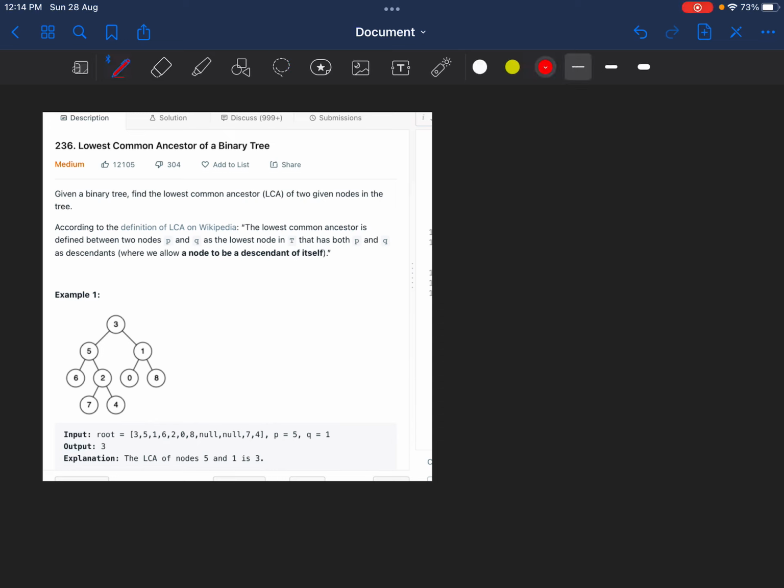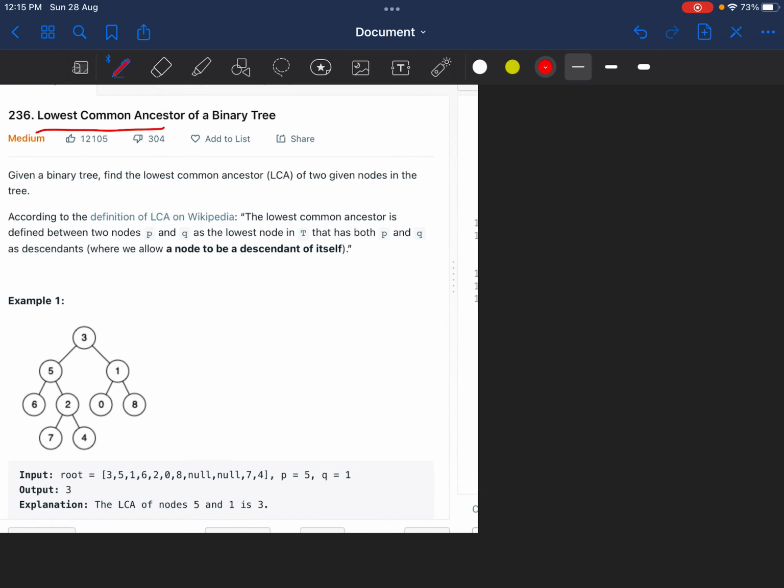So today we are going to solve the problem of the lowest common ancestor. In this question we are given three things: the root of a binary tree, and two nodes. What we need to figure out, for the two given nodes, is their lowest common ancestor. I will explain by an example.